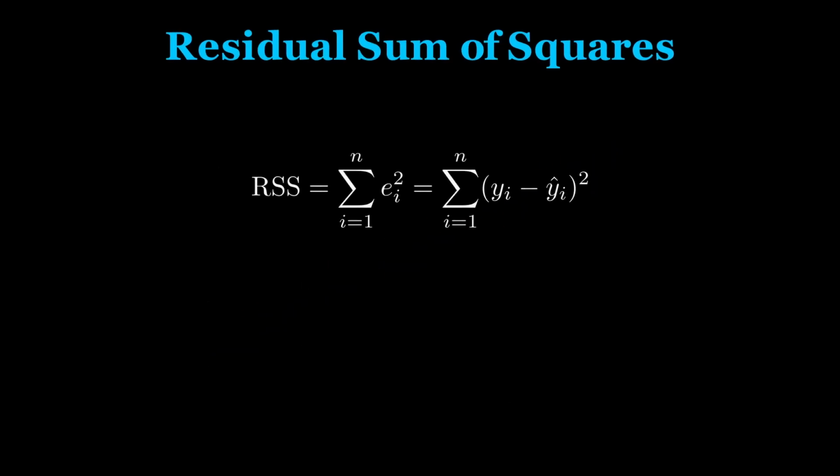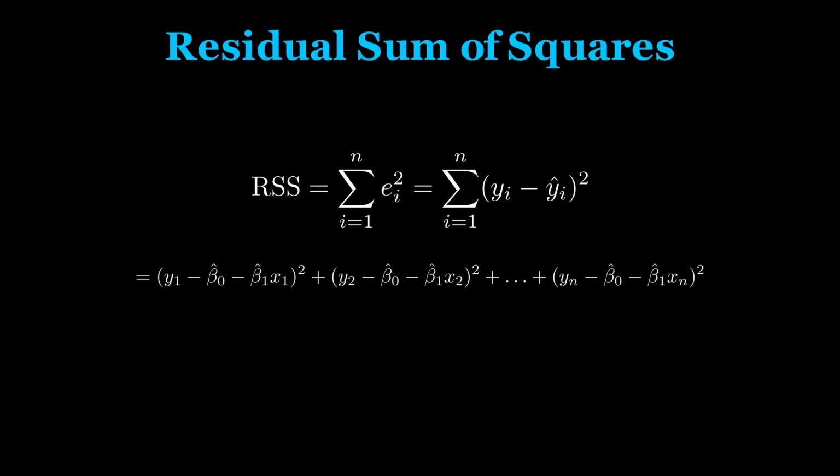The residual sum of squares, or RSS, is the sum of all squared residuals. We square each residual and add them up. Squaring ensures that positive and negative errors don't cancel out, and it penalizes larger errors more heavily. Expanding this out, you can see that each term involves the observed yi minus the regression line evaluated at xi.